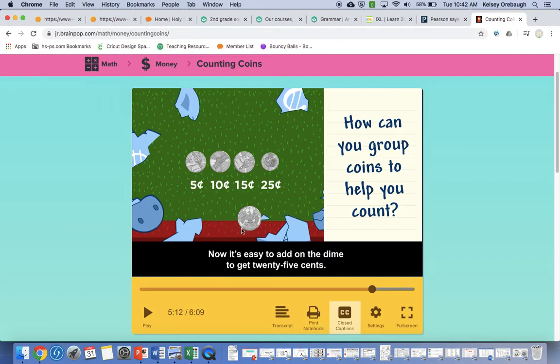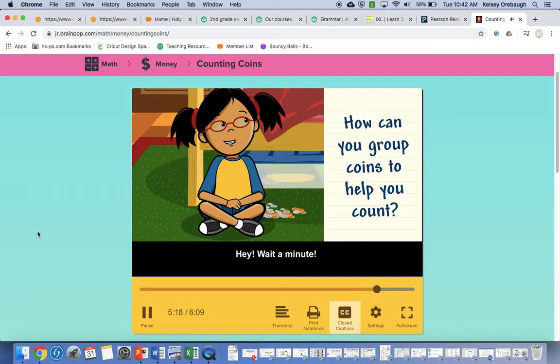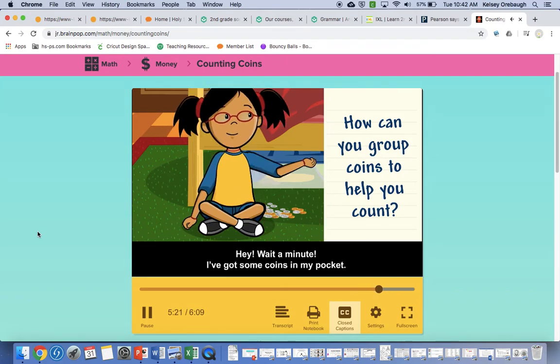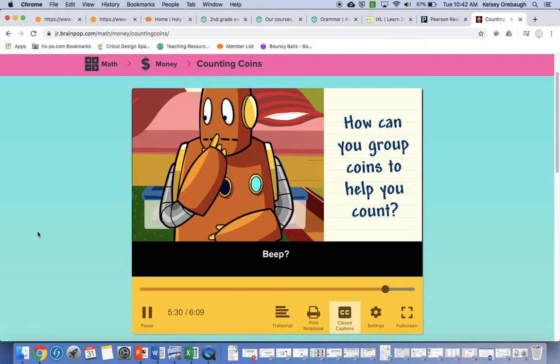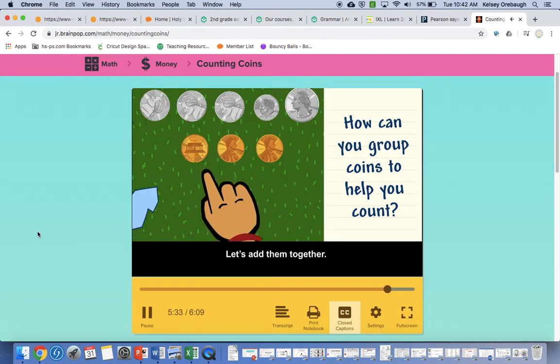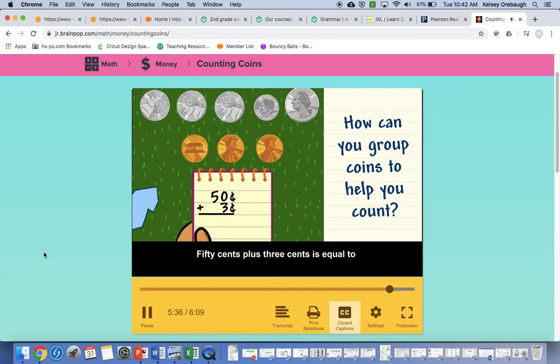What's this coin called? Quarter. How much is a quarter worth? 25. If we add 25 to 25, what are we going to get? 50. Then I can add the quarter, 50 cents. Hey, wait a minute. I've got some coins in my pocket. I've got 3 pennies, which is the same as 3 cents. Let's add them together. 50 cents plus 3 cents is equal to 53 cents.